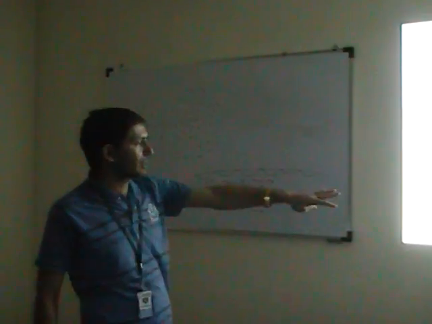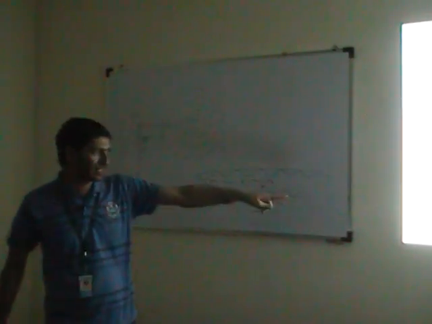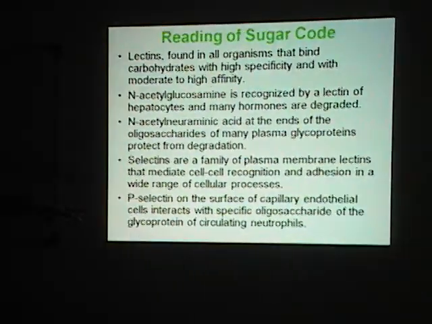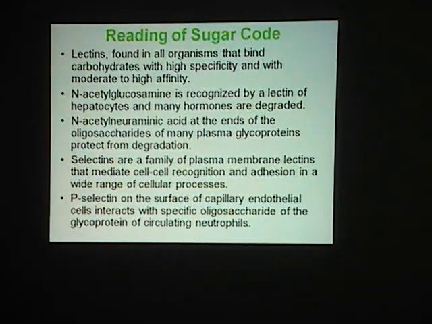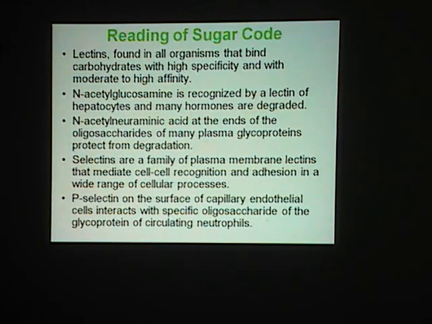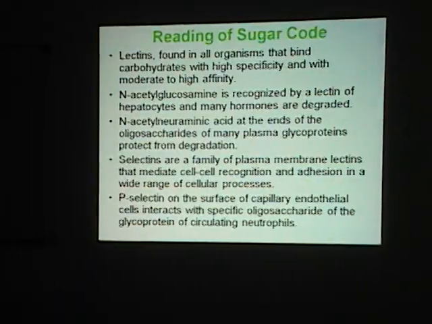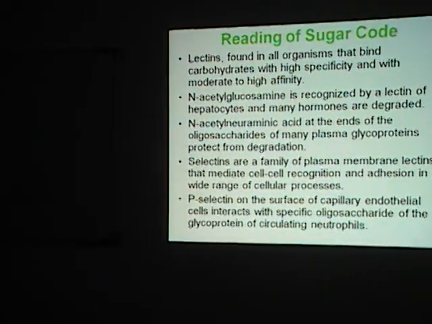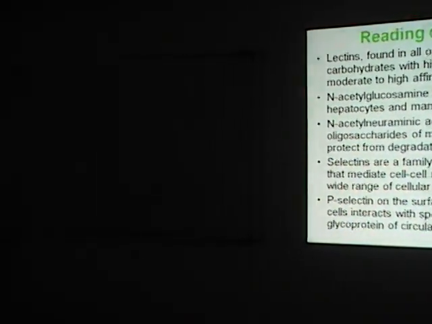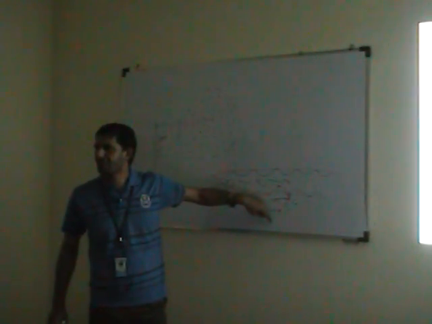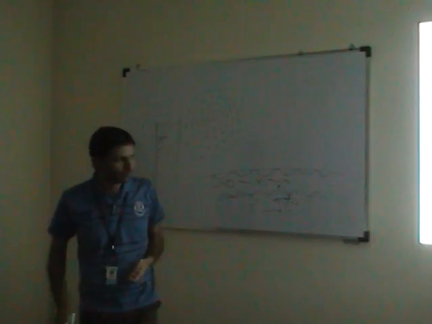The P-selectin on the surface of capillary endothelial cells interacts with specific oligosaccharides of the glycoprotein of circulating neutrophils. So P-selectin will be on the endothelial cells, and the WBC will then come out from the blood vessel by the process of diapedesis. Okay? That's all.